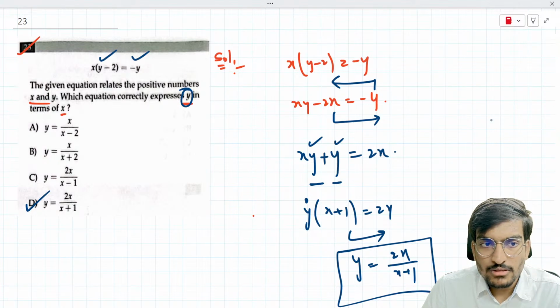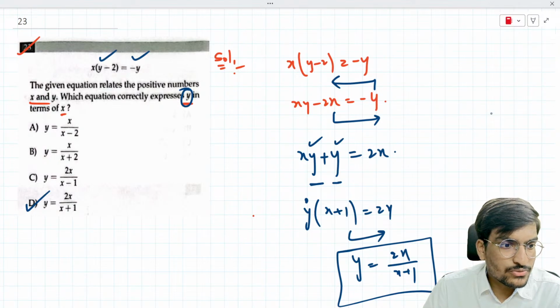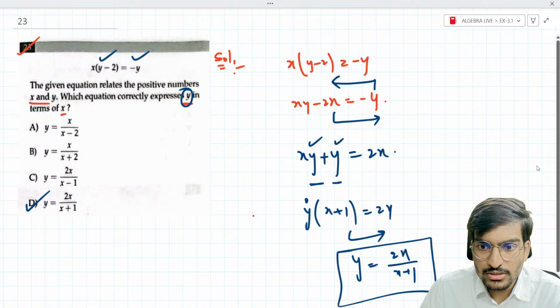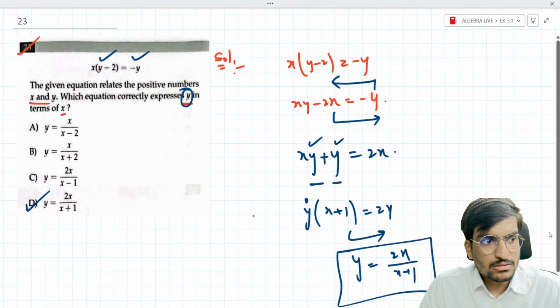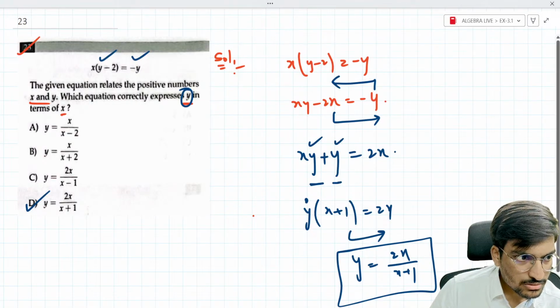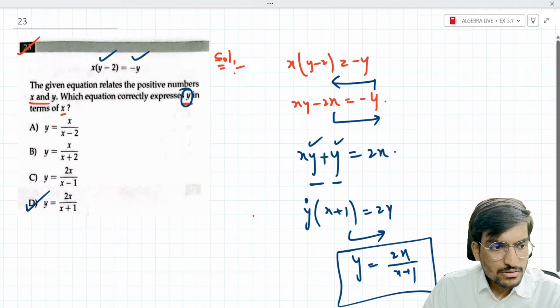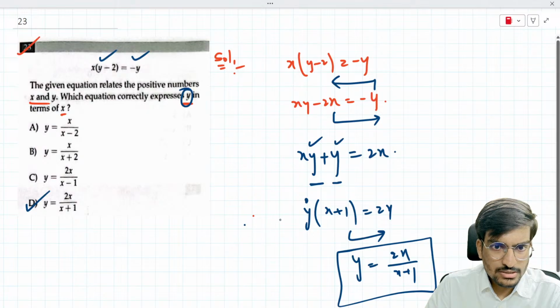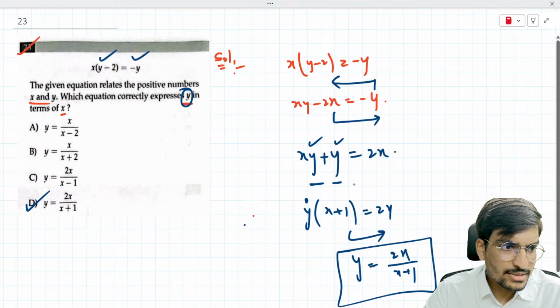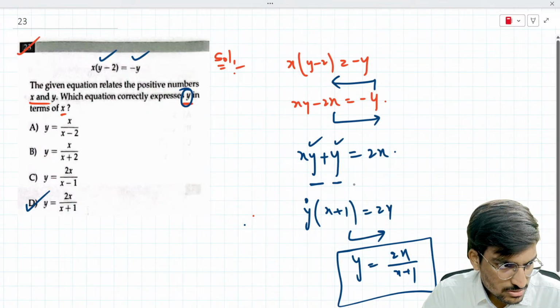Yes. If this question is fine, let me know. I'll just move to the next question. Saidur Rahman said C. No, man, it is D. Check once.